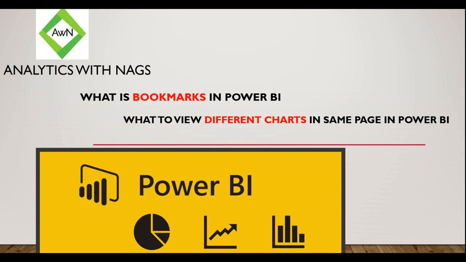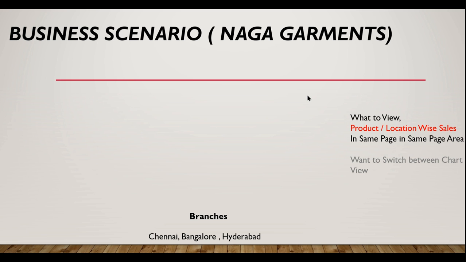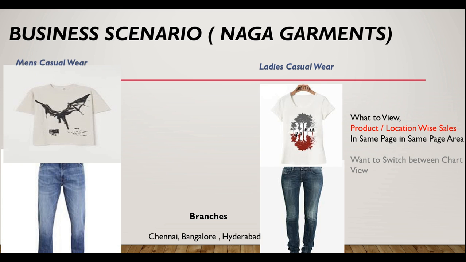In this video, we are going to see what bookmarks are in Power BI, and if you are looking for how to view different charts in the same page in Power BI, this is the video for you. We are exploring Power BI using a business scenario in Naga Garments, and today he has a question: he wants to view the product-wise sales or location-wise sales in the same page area, and he wants to switch between the chart views. Let us explore in Power BI what exactly he is looking for.